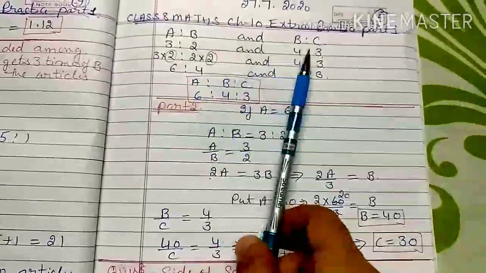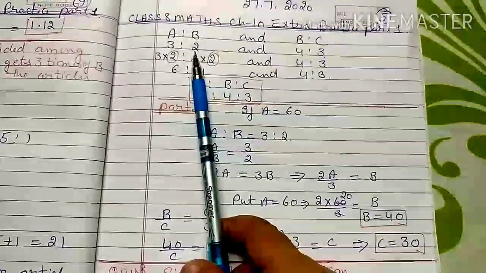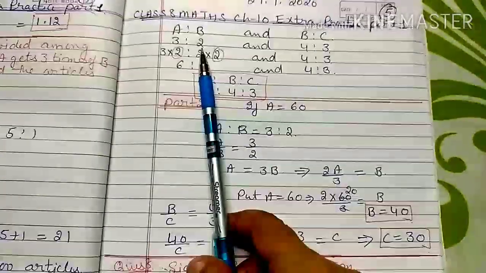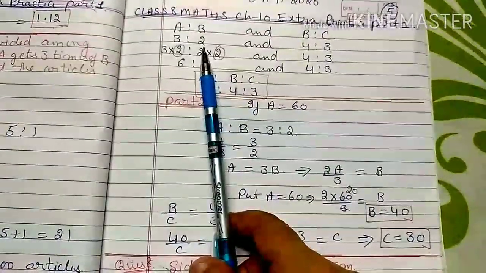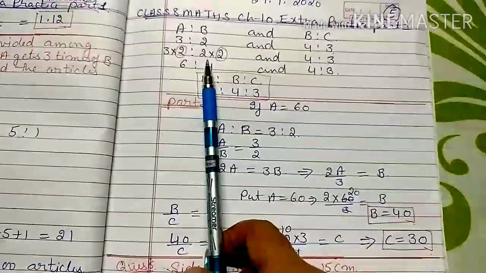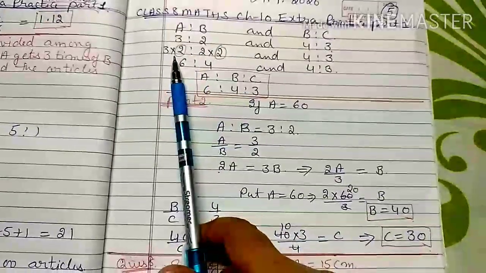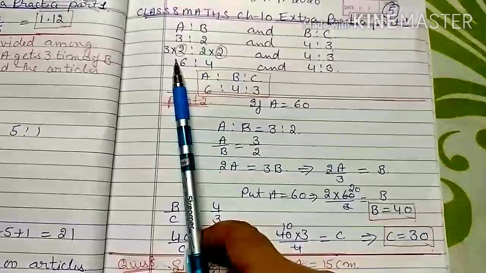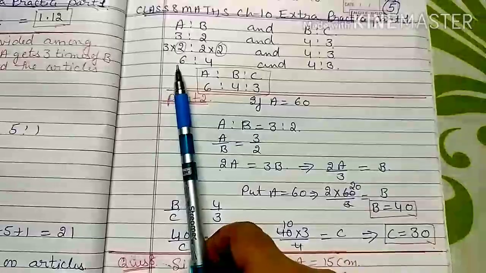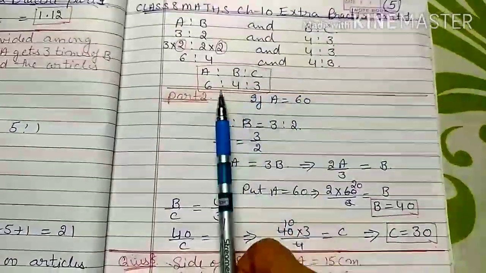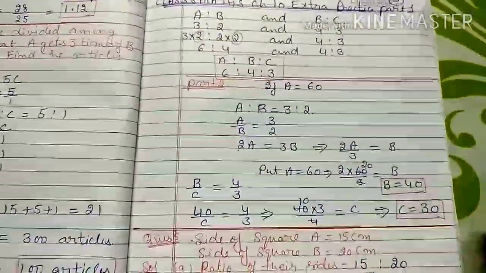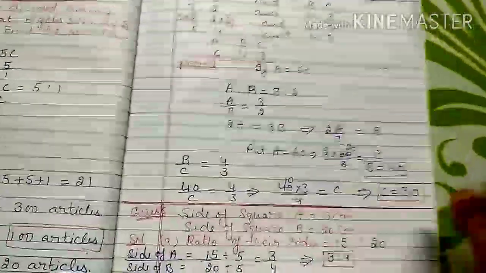So here the LCM of 2 and 4 is 4. I just need to convert 2 into 4 by multiplying this term by 2. So 2 into 2 is 4, and the corresponding term also will be multiplied by 2 to balance the ratio. So that is 6 ratio 4 ratio 3. So this is the merged value of A ratio B ratio C. That is your first part of the question.